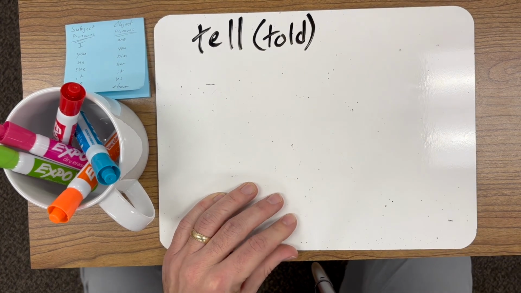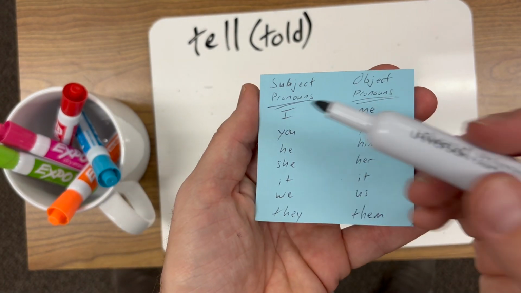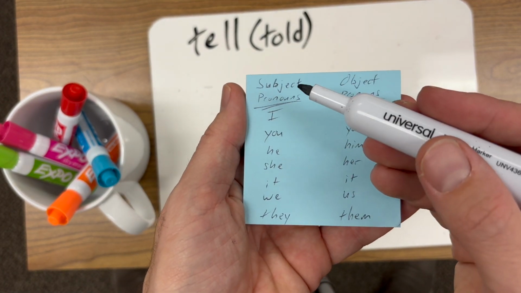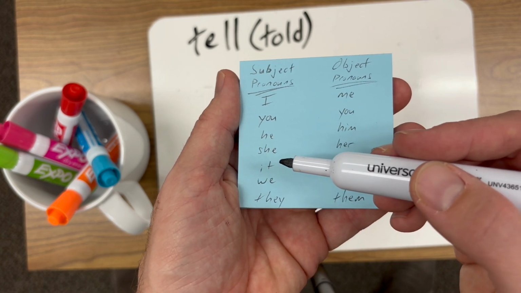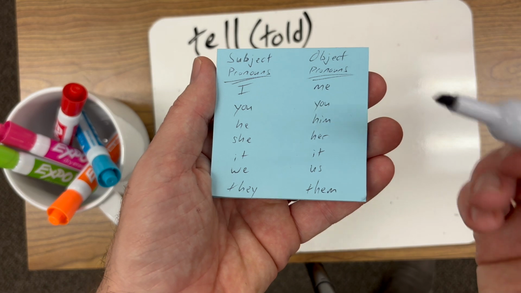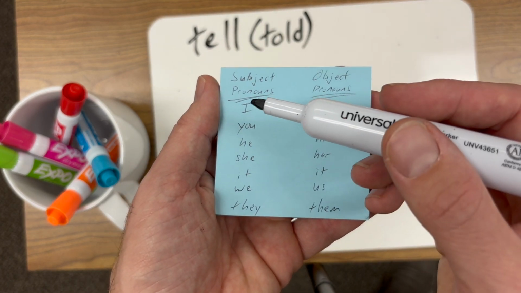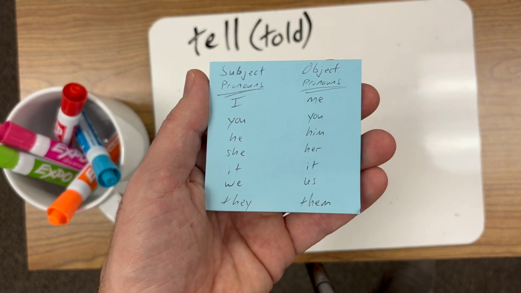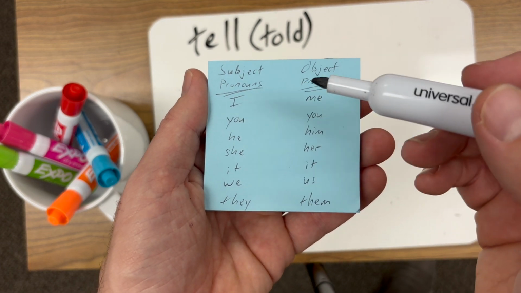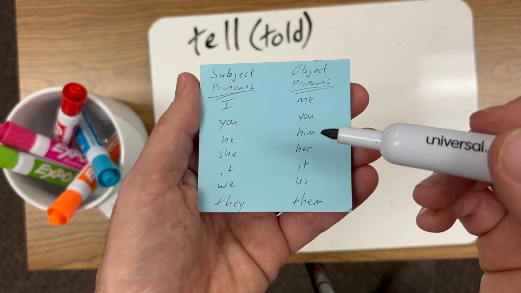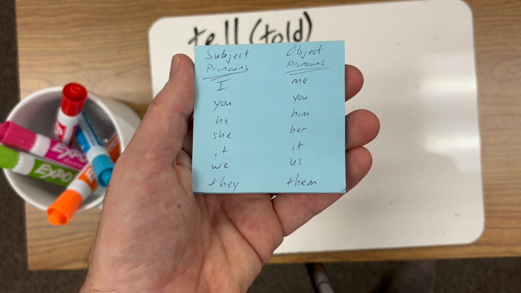Now before we use this verb, I want to review one thing. I want to talk about pronouns, subject pronouns and object pronouns. The subject pronouns are I, you, he, she, it, we, they. The object pronouns mean the same, but we use them in different places of a sentence. So for example, I and me, they mean the same thing. I is before the verb, me is after the verb. The object pronouns are me, you is the same, him, her, it, us, them.